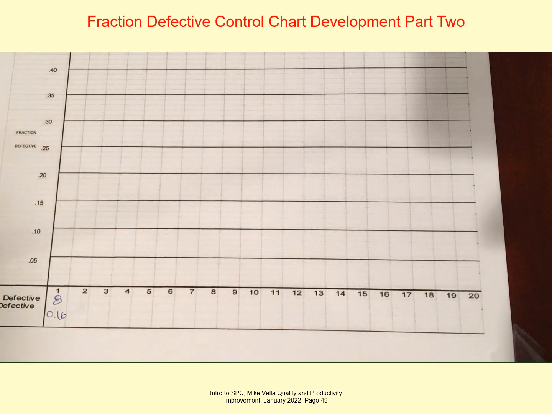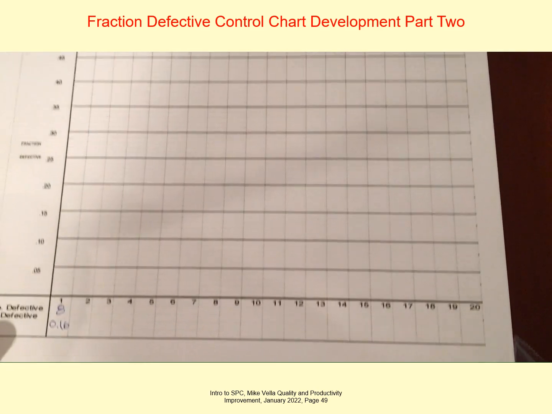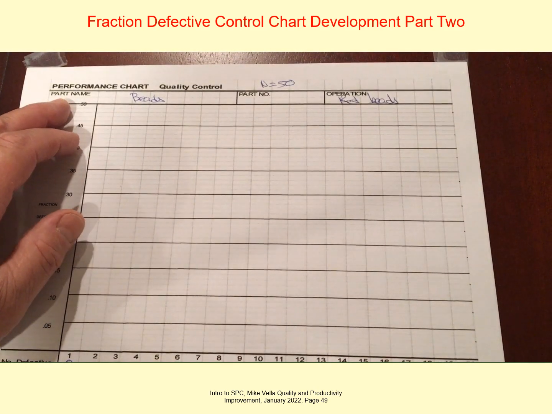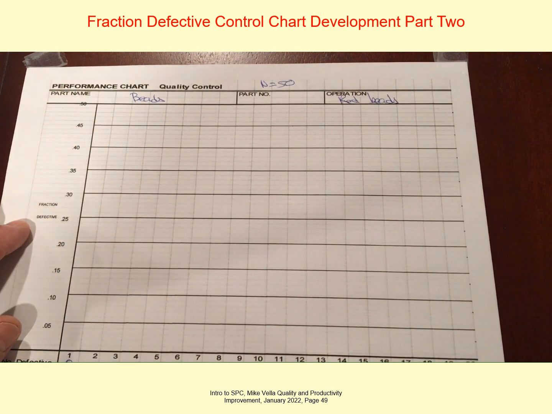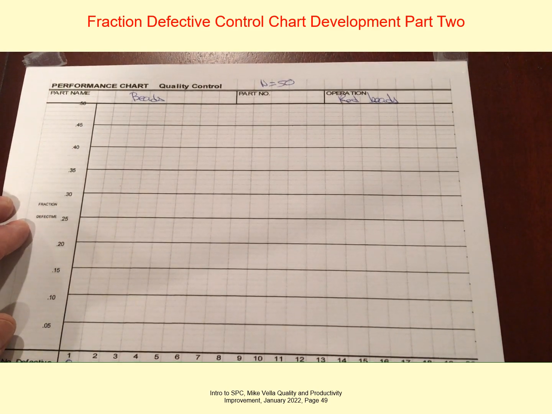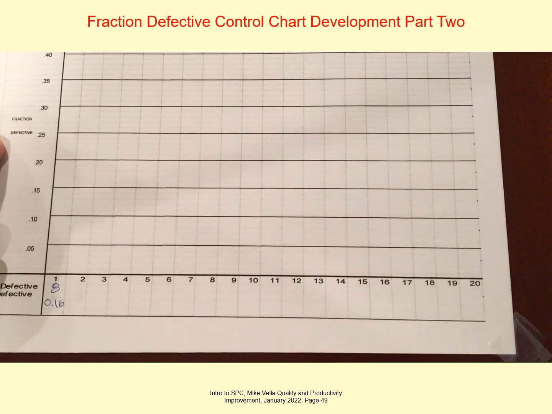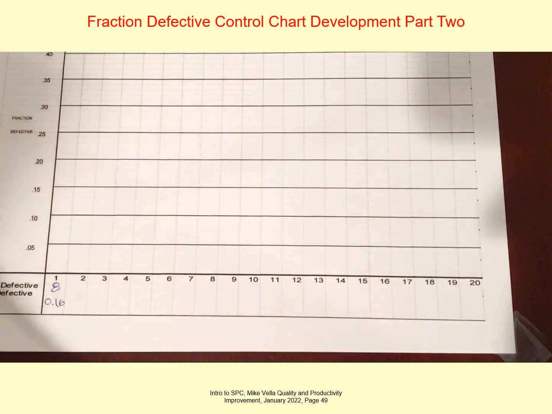Now you note that this is called a performance chart, and oftentimes people think of this as percentage, but we're actually going to be calculating and plotting fraction defective. Take another subgroup.